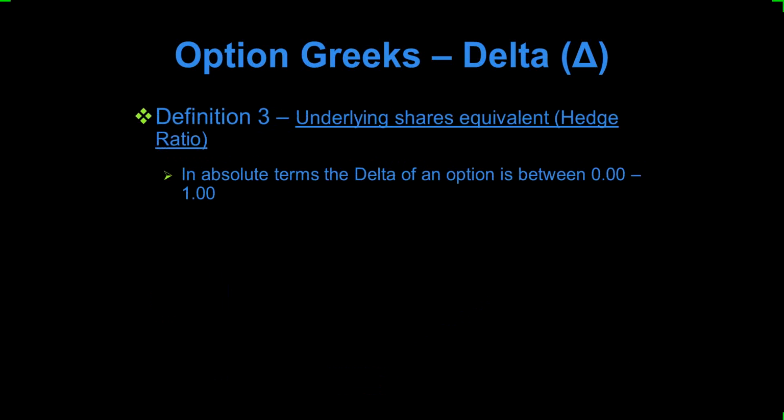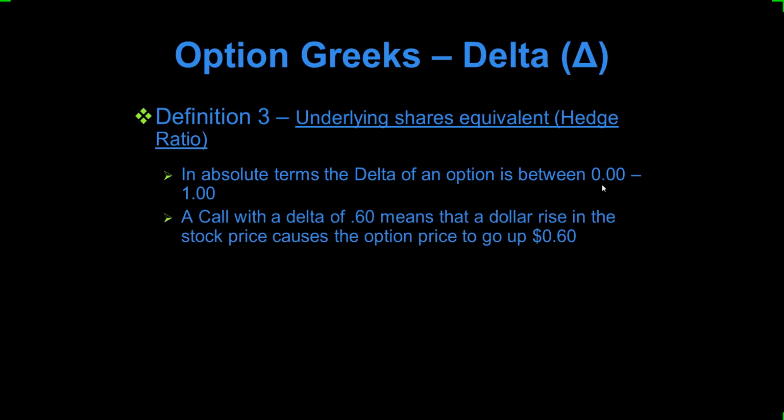A hedge ratio. This is very important. In absolute terms, as I just said, from 0 to 1 is the delta. 0 when it expires totally out of the money, worthless, or 1. So at option expiration, it's going to be one or the other. All right. Now a call with a delta of 0.60 basically means that every time the stock price moves up $1, the option moves up 60 cents.